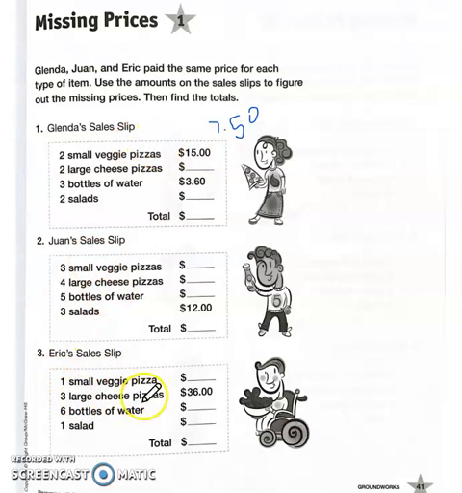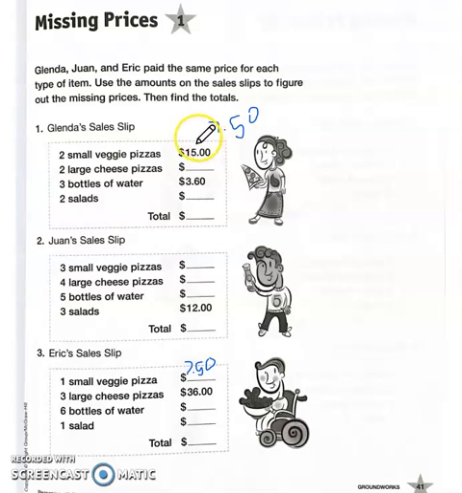So way down here on Eric's, he only got 1. So that's simple enough. That means he spent $7.50 on that 1. My writing is not great down here. I apologize. So how much would 3 cost? Well, there's a few ways you could figure that out, right? You could take $7.50 times 3. You could add $7.50 3 times, $7.50 plus $7.50 plus $7.50.